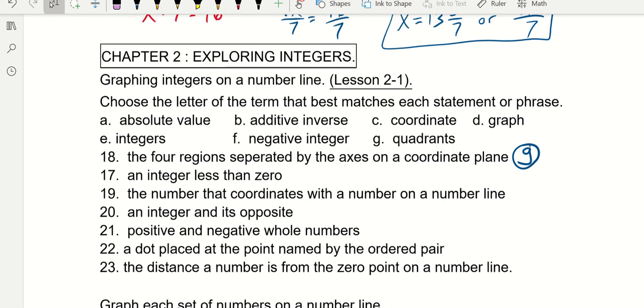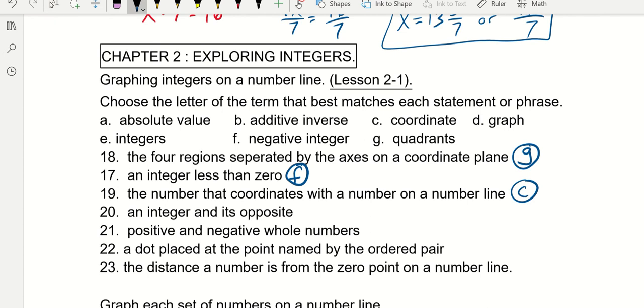Number 17, an integer less than 0. Well, once you go to the left of 0 or less than 0, that's a negative number. So F, negative integer there. Oh, looks like 17 and 18 got mixed up. Sorry about that. Number 19, the number that coordinates with a number on a number line. The keyword there is coordinates, with a number on a number line, that's going to be the coordinate, C.